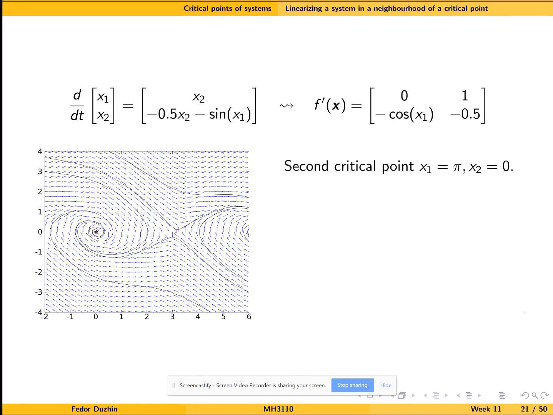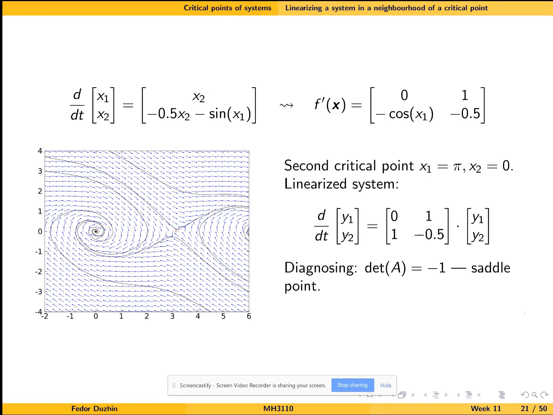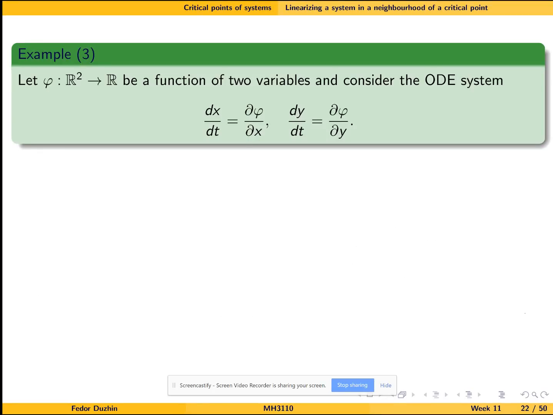So the second critical point is pi, 0, and then here is the linearized system. So its matrix is just a Jacobian matrix evaluated at the critical point, and its determinant happens to be negative, so it is a saddle point. So in other words, now we proved it rigorously that we have a series of spiral sinks and a series of saddle points.